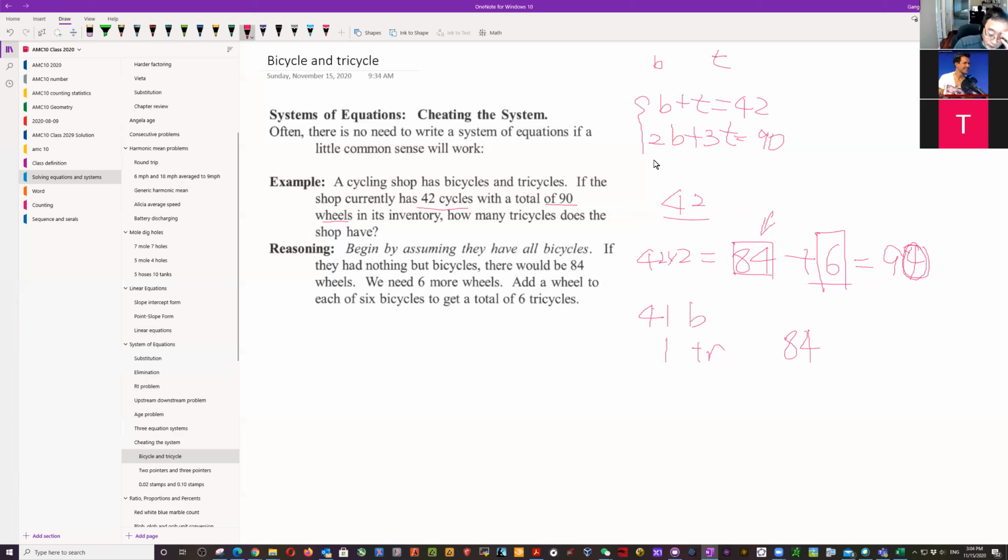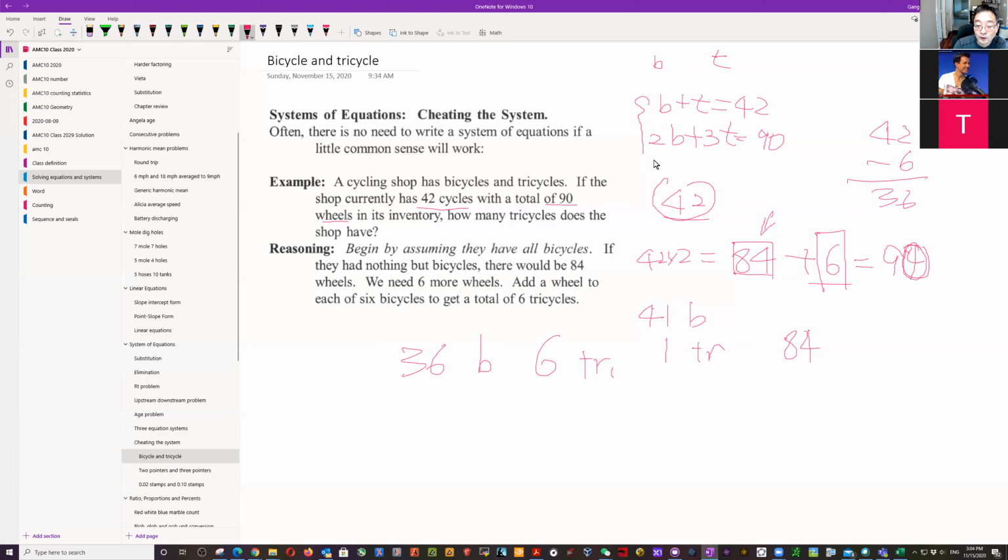So the logic behind it is that every bicycle replaced by a tricycle will add an extra wheel. So I'm 6 short of 90. I just replace 6 bicycles with tricycles and the work is done. Basically, 42 minus 6 equals 36. So if I got 36 bicycles and 6 tricycles, then the problem is solved, and I don't have to do hard work.